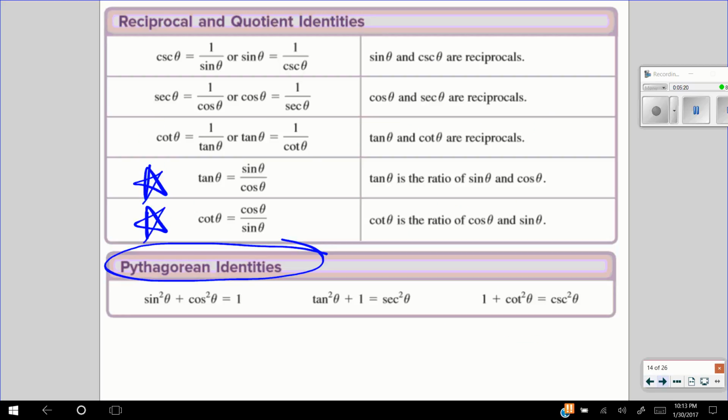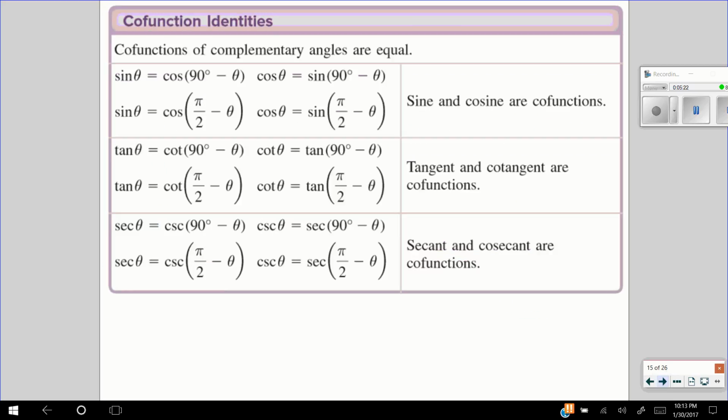And then we also have the cofunction identities. So basically what these are saying is that sine and cosine go together. They are cofunctions because when you take the sine of one angle, it's the same as taking the cosine of its complement.